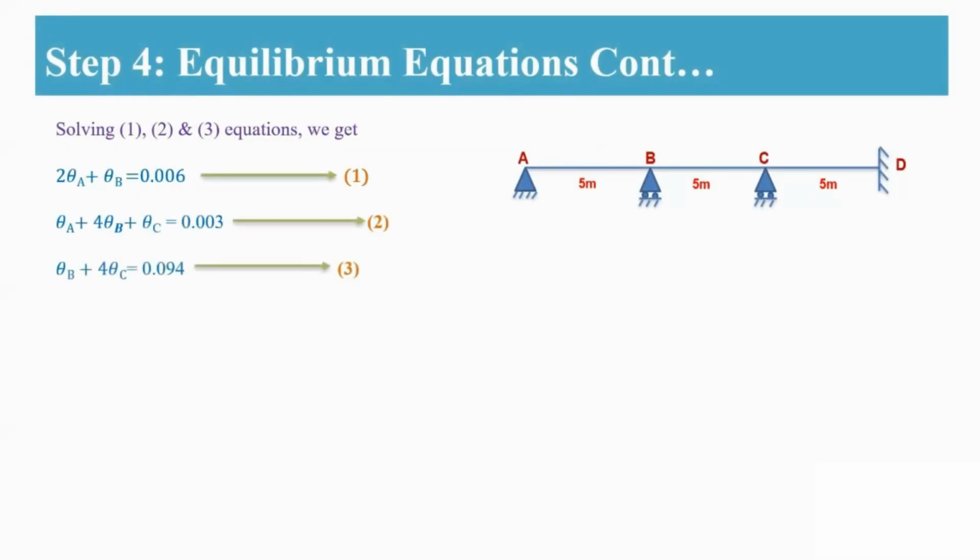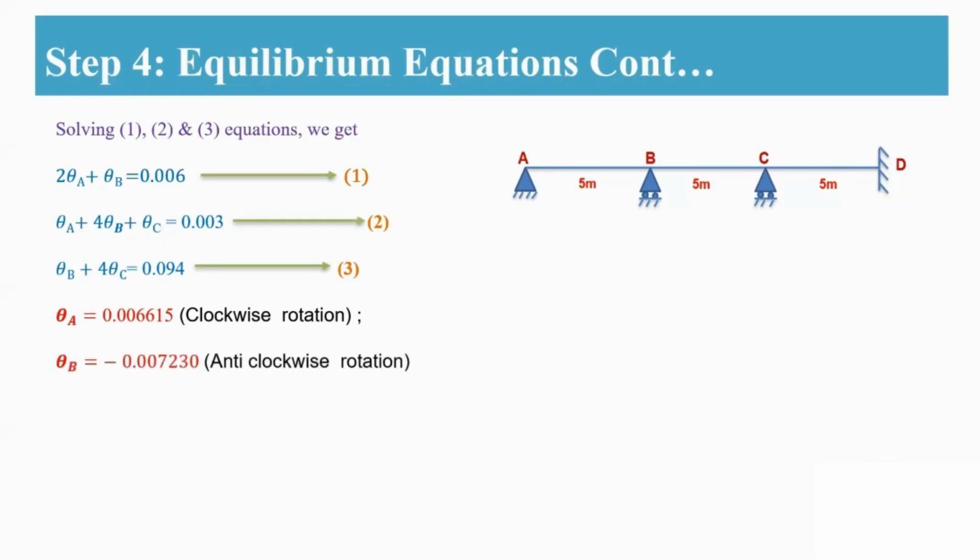By solving these three equations, we are getting theta A equal to 0.006615. That is positive, so that means you are getting a clockwise rotation. Similarly, theta B we are getting as a negative value, so that means it is in the anti-clockwise direction. Whereas theta C you are getting a positive value, so again it is a clockwise rotation. These are the three unknowns that we have solved by using the three equations.